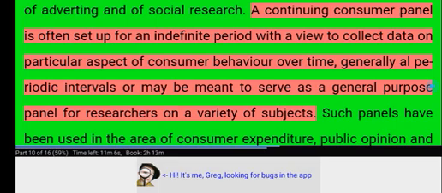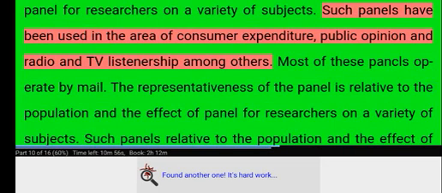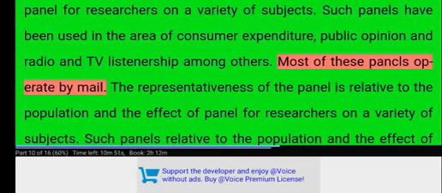A continuing consumer panel is often set up for an indefinite period with a view to collecting data on a particular aspect of consumer behavior over time. Generally, at periodic intervals, it may be meant to serve as a general-purpose panel for researchers on a variety of subjects. Such panels have been used in the area of consumer expenditure, public opinion, and radio and TV listenership, among others. Most of these panels operate by mail.